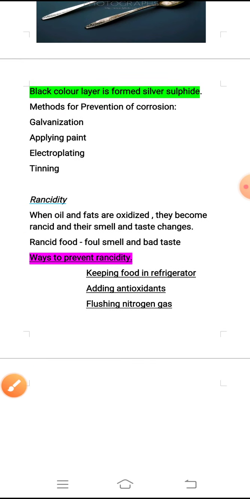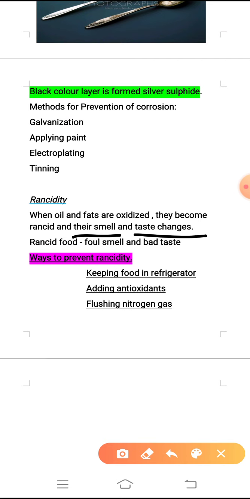Now let us move towards a very simple topic, rancidity. When fats and oils are oxidized, when they are exposed for a longer time, what happens? They become rancid. Due to that, their smell and their taste change. What about their smell? The smell will be a foul smell, a very bad smell, and also a bad taste. Usually this happens when the food is being exposed to the air. They react with the oxygen present in the air. They undergo oxidation.